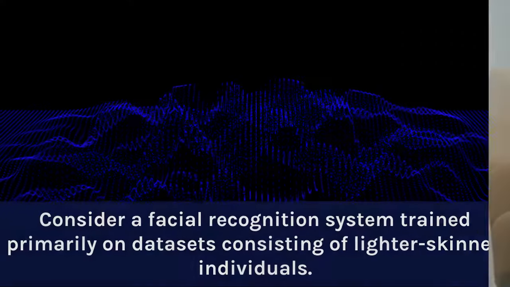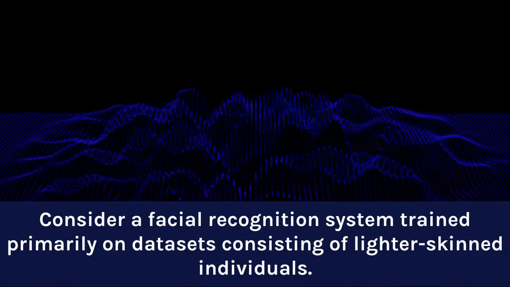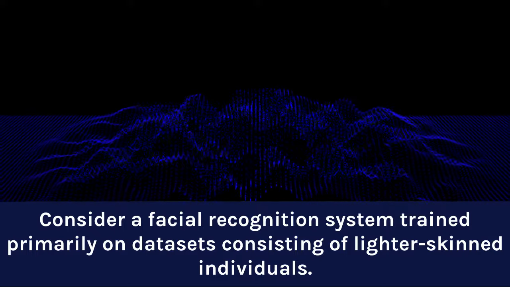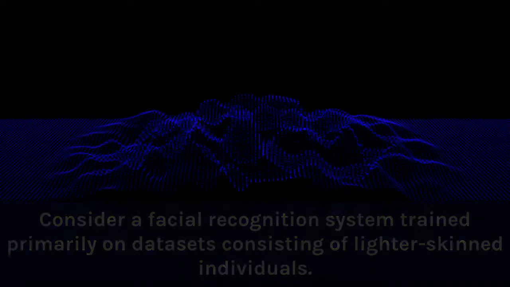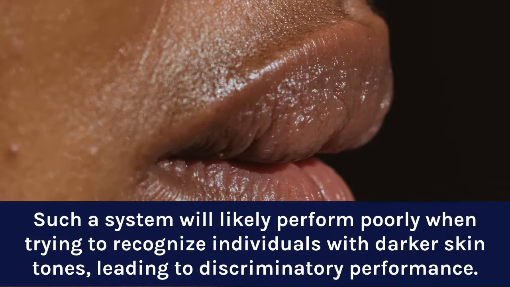Sampling bias. Consider a facial recognition system trained primarily on datasets consisting of lighter-skinned individuals. Such a system will likely perform poorly when trying to recognize individuals with darker skin tones, leading to discriminatory performance.